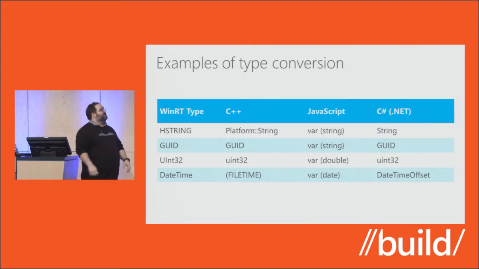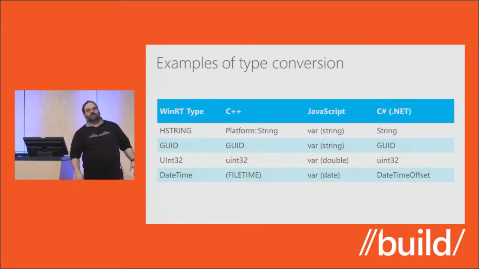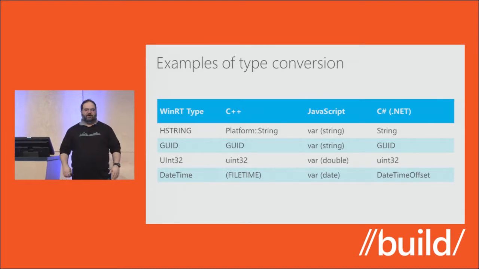GUID's another one that's interesting. I think C++ and C# keep GUIDs the same way everybody else does. JavaScript has no native type for GUID. So when we convert GUIDs in JavaScript, we convert them to a string representation. And when they come back, we convert them back to GUIDs.